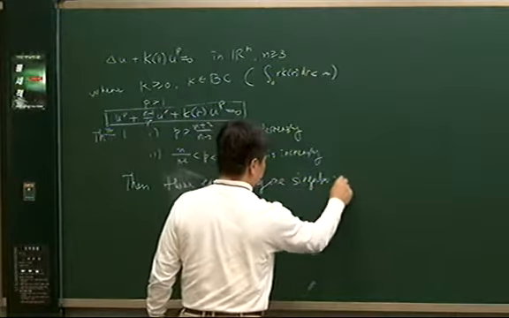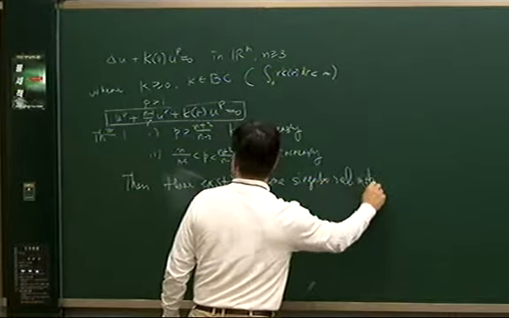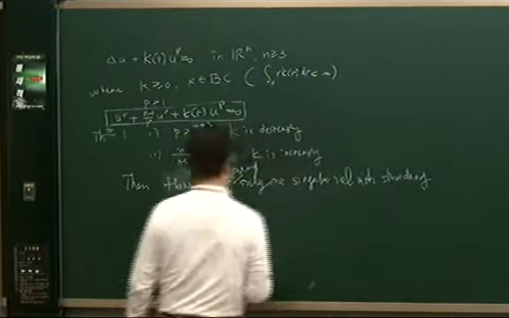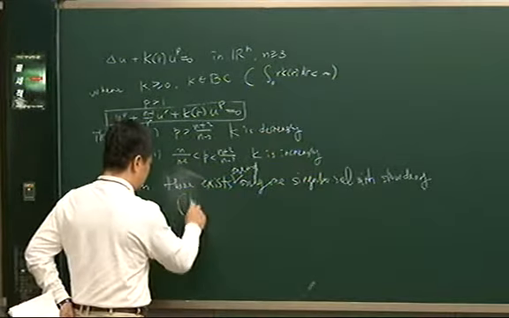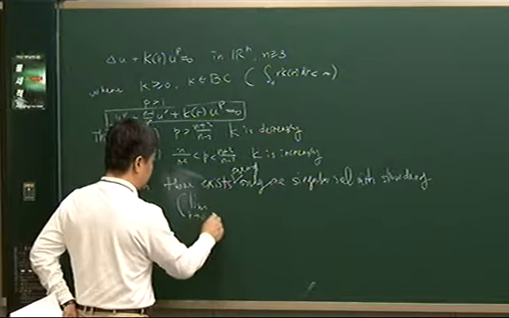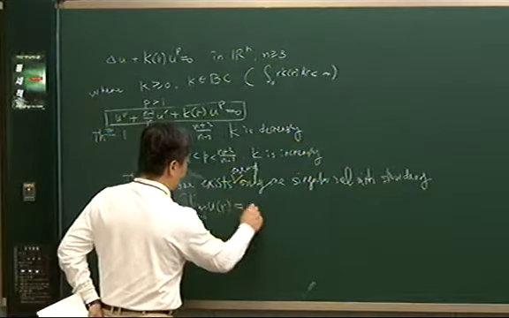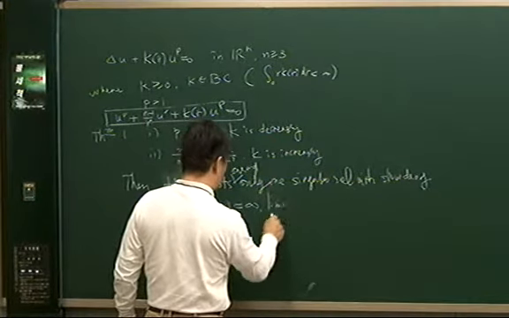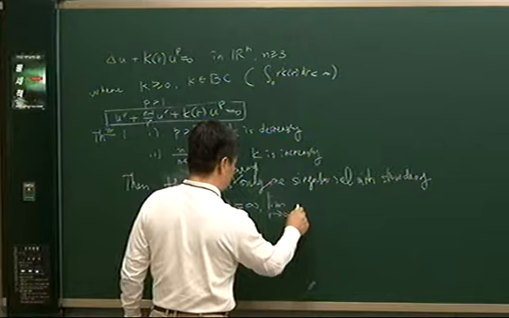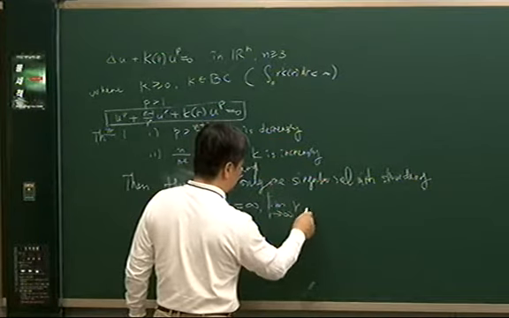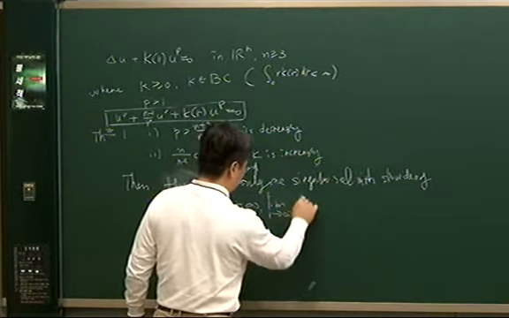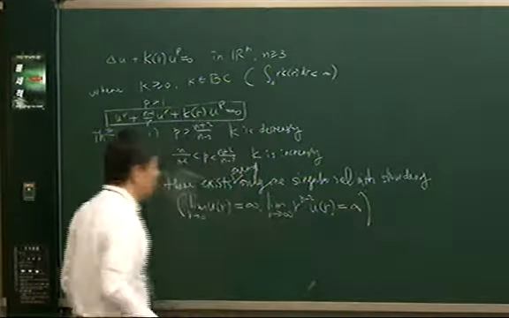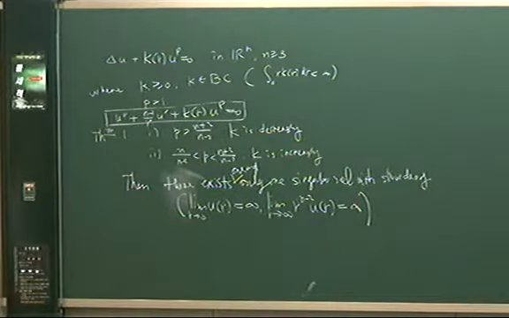So a singular solution with slow decay. Here, singular solution means that the limit as r goes to 0 of u(r) is infinite, and slow decay means that the limit as r goes to infinity of r to the power 2 u(r) is also infinite.